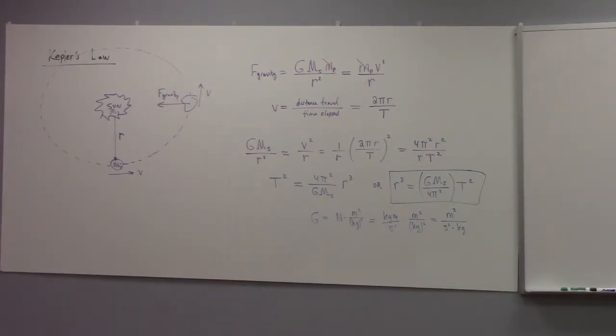Let's see here. It is about 1.496 times 10 to the 6 kilometers. I want to say that's an astronomical unit. What's an astronomical unit? An AU. How big is that?